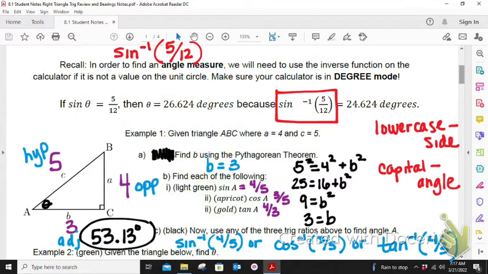All right, any questions about how we found that missing side or how we found the angle? So if you're looking for an angle, a capital letter, we have to do an inverse. So angles are inverses. Because angles are inside, think inside inverse. All right.